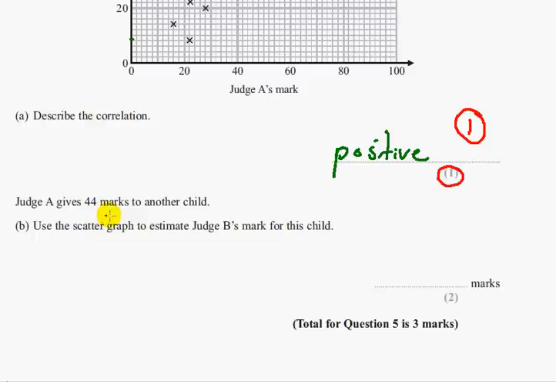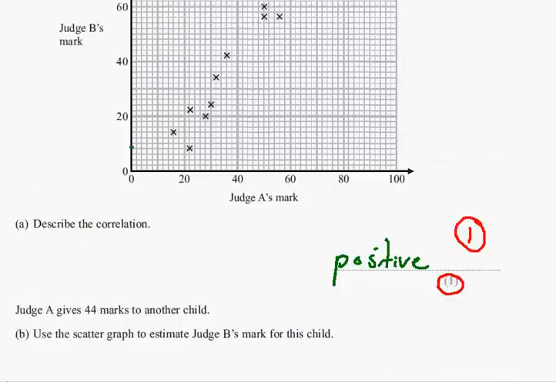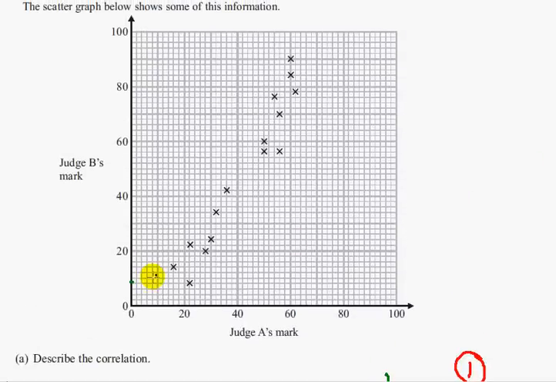Judge A gives 44 marks to another child. Part B says use the scatter graph to estimate Judge B's mark for this child. So we're going to need to go back to our scatter graph. We can see this positive correlation here. So you need to get your ruler, and it's quite tricky to do on the computer, but your line needs to go something like this. Can you see that? So that's the line of best fit.